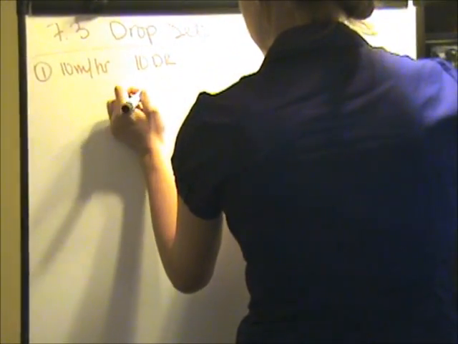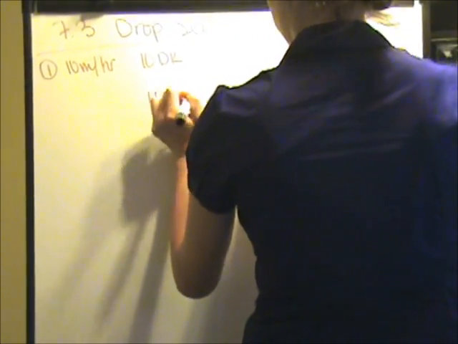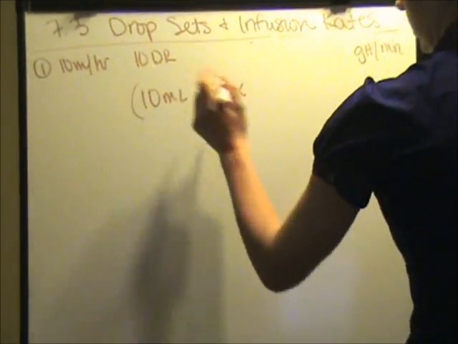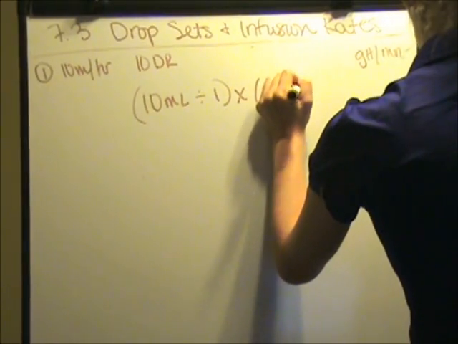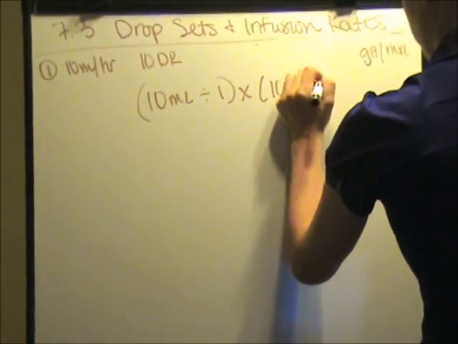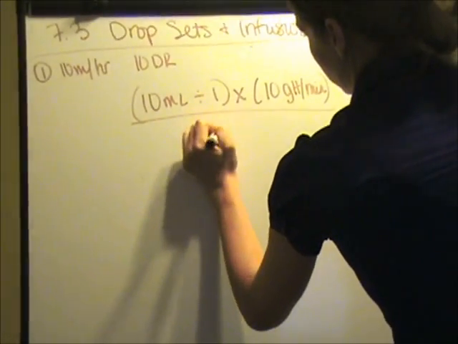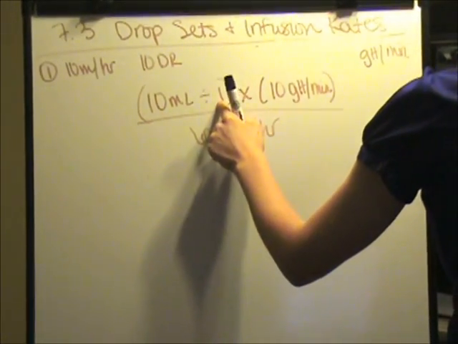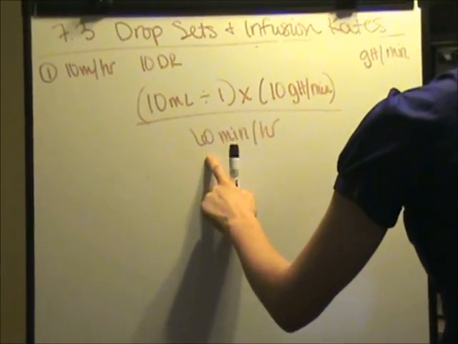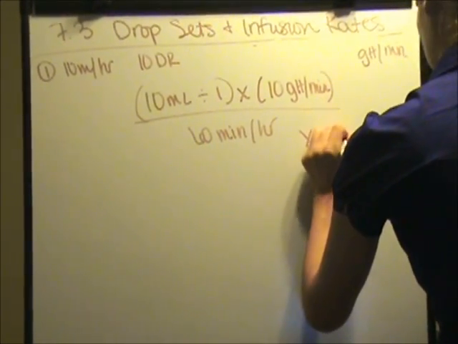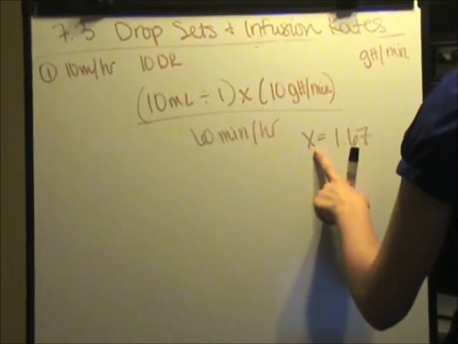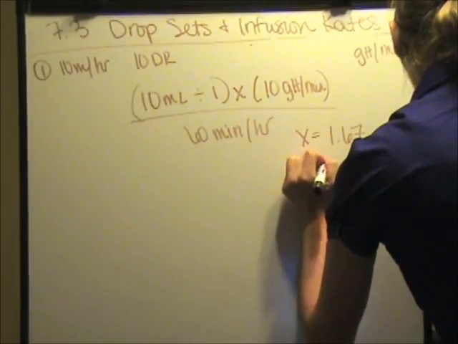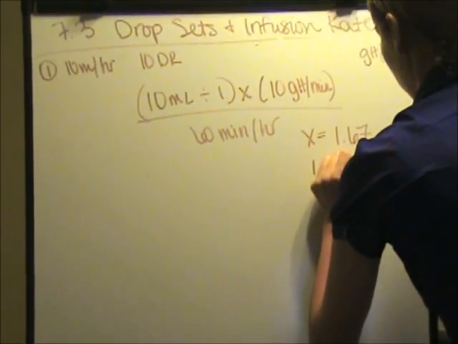So the rate is 10 ml divided by 1 hour, which is the delivery time, times our drop rate, which is 10, divided by 60 minutes in an hour. 10 divided by 1 is 10, times 10 is 100, divided by 60, and that is going to give us X equals 1.67, but remember we want to round down to 1 drop per minute.